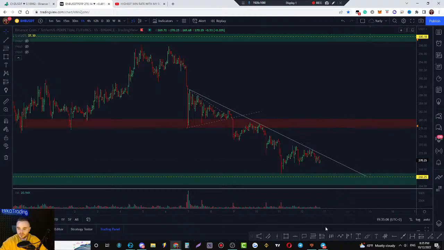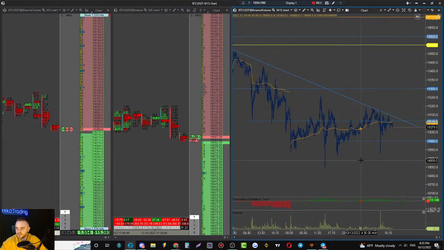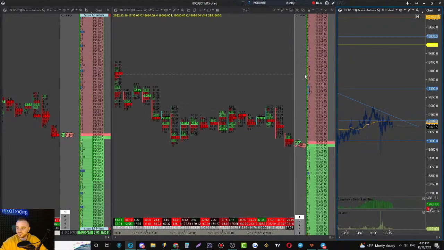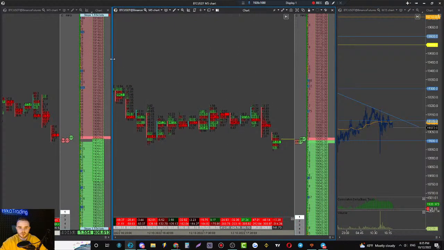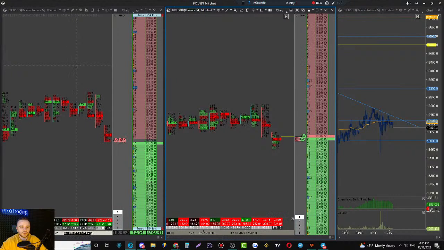Okay, what's going on? BTC below VWAP, not good. That's not good. That's not good, because there's a chance that Ethereum would reach stop loss, because stop loss on Ethereum really is so tight.